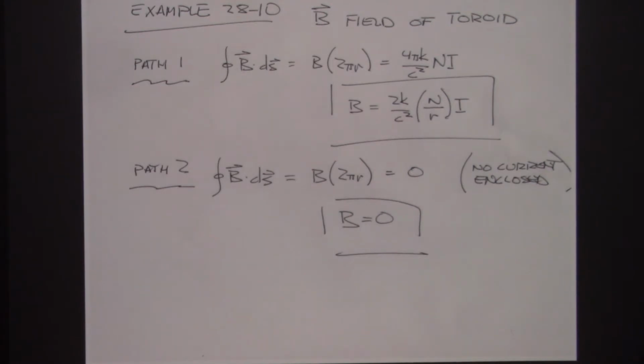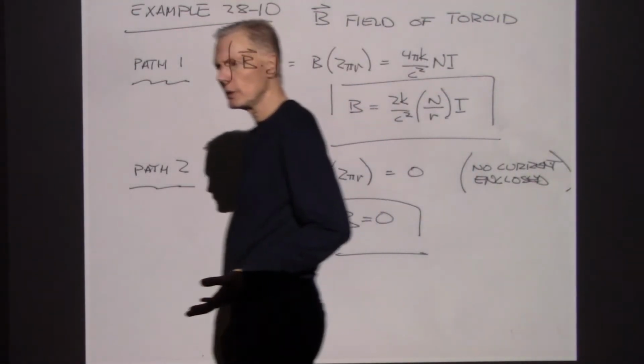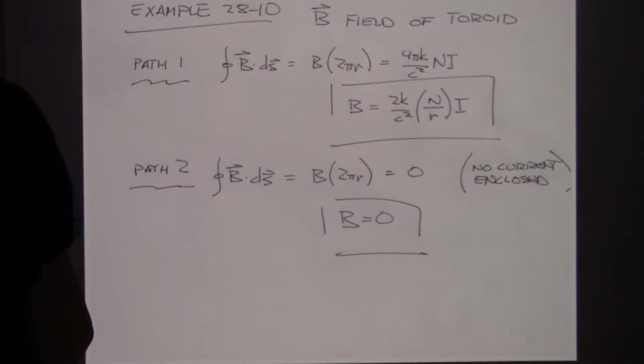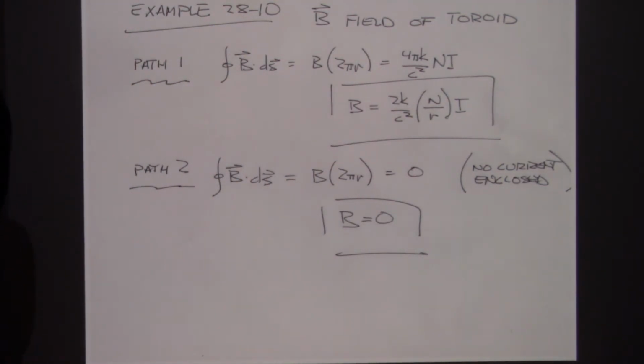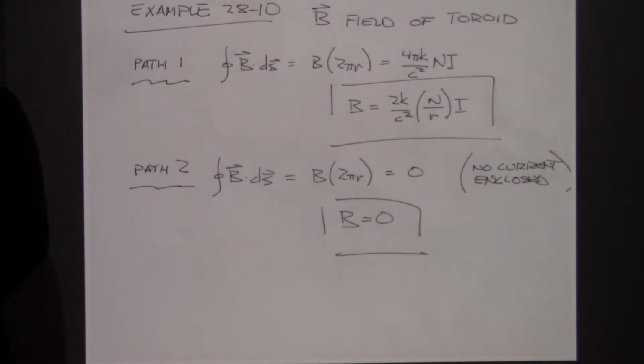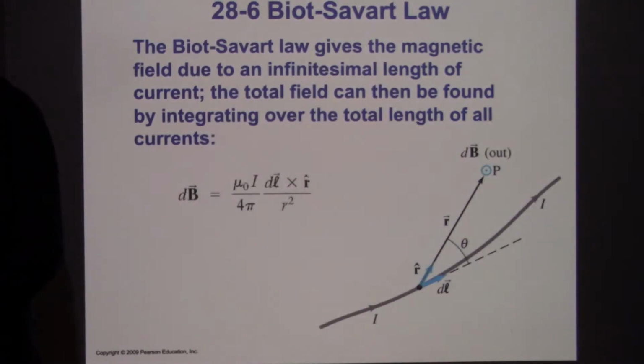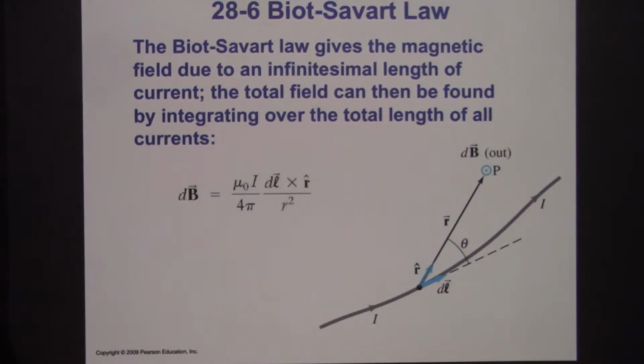Okay, so that's a powerful example of how Ampere's law can be very powerful if you have enough symmetry in the problem. Now, Ampere's law is not the direct way of calculating the magnetic field.